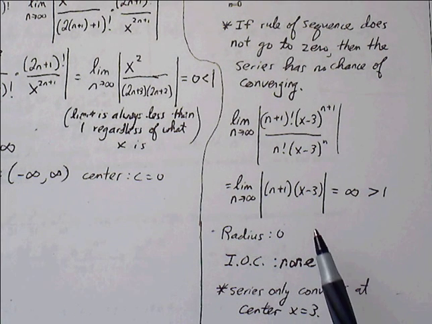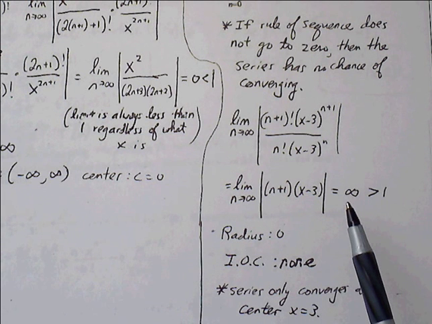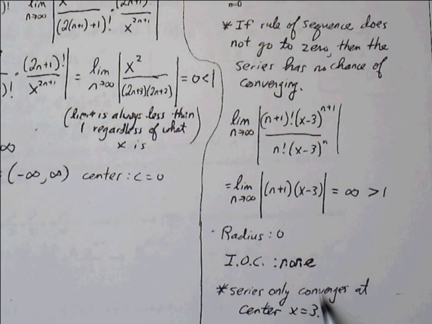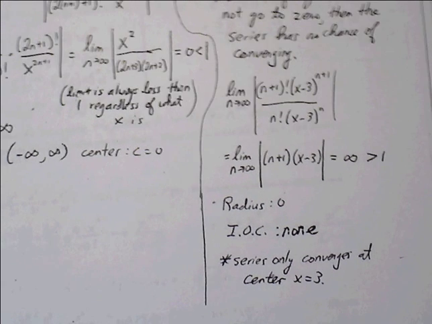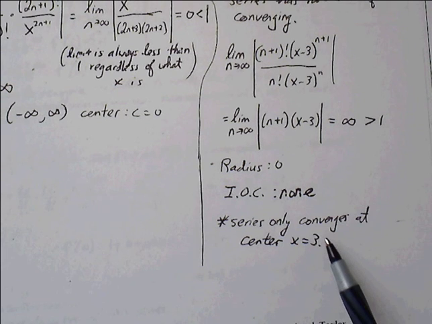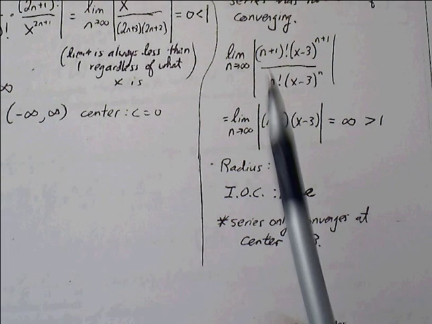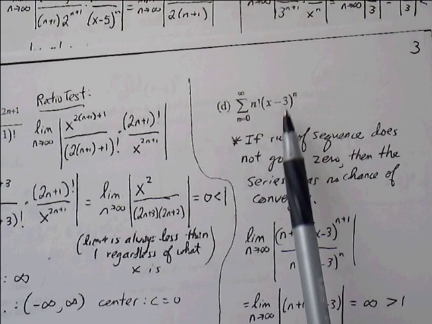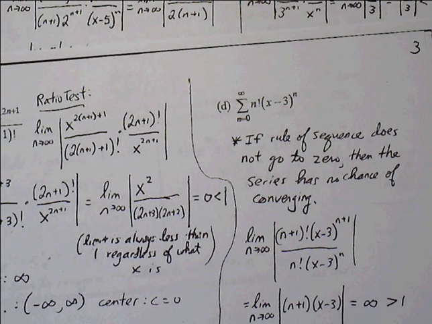However, even though there's radius of 0, remember condition 1 from when we first started the lesson, that the series will converge always at the center. So we can say that the series will converge at 3, since 3 is the center. It just won't converge for any other values.